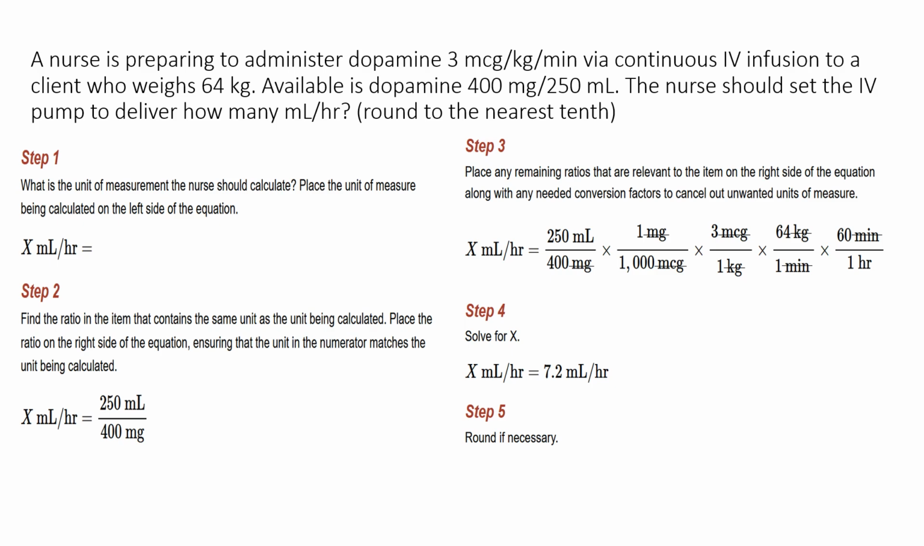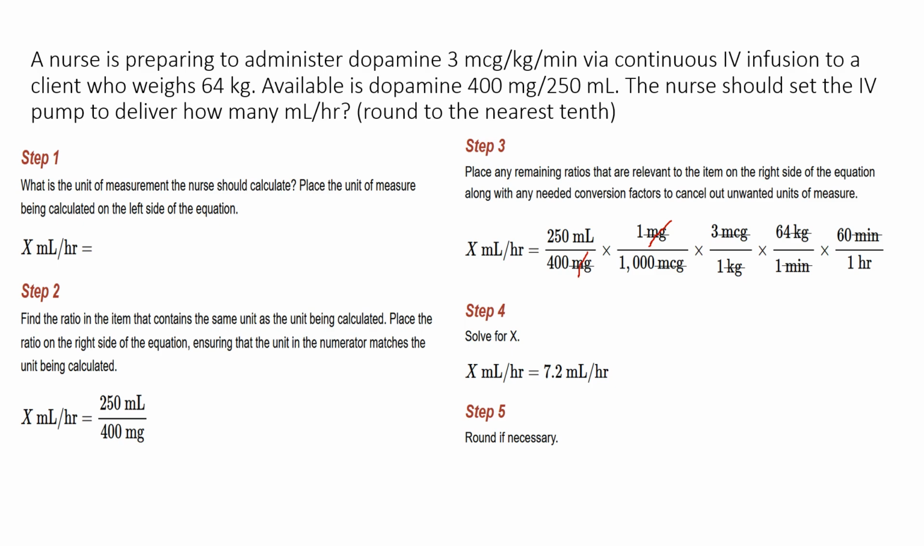Then we're going to move on to step 3. Again, we want to cancel out our units. So I'm going to put 1 milligram, because 1 milligram equals 1,000 micrograms. That's why it's important to know your simple metric conversions. So 1 milligram over 1,000 micrograms. I'm already canceling out my milligrams. You can see that right there.